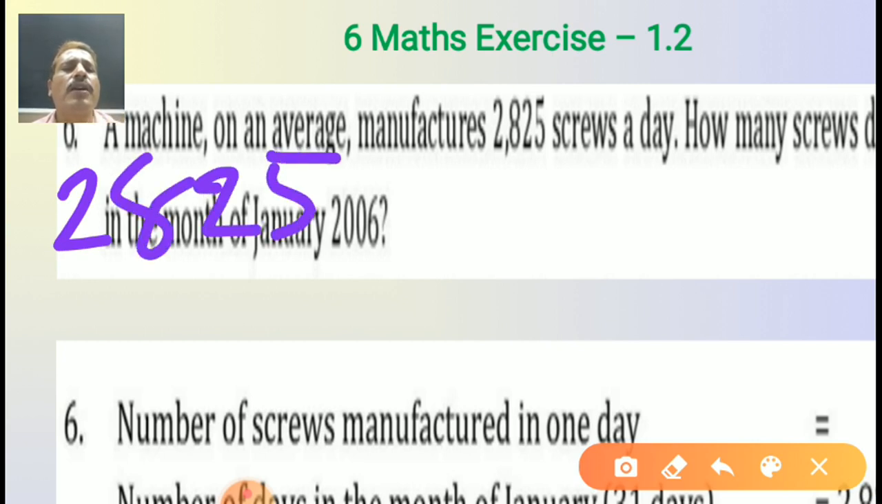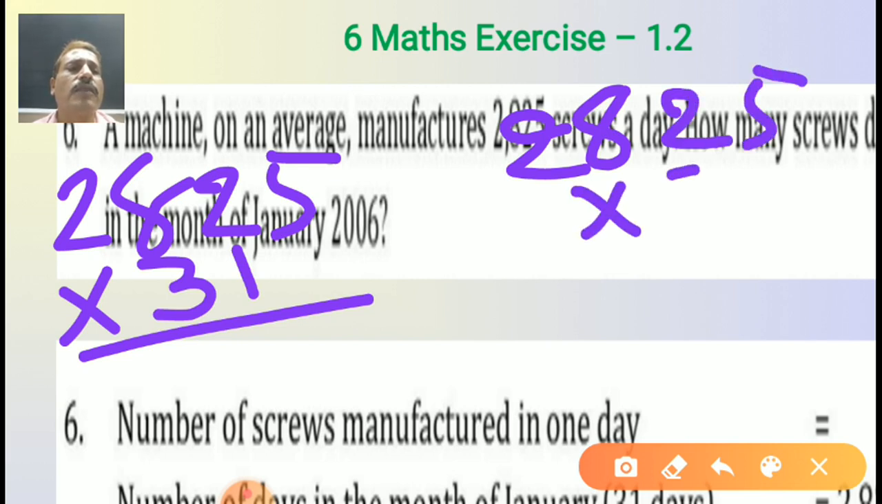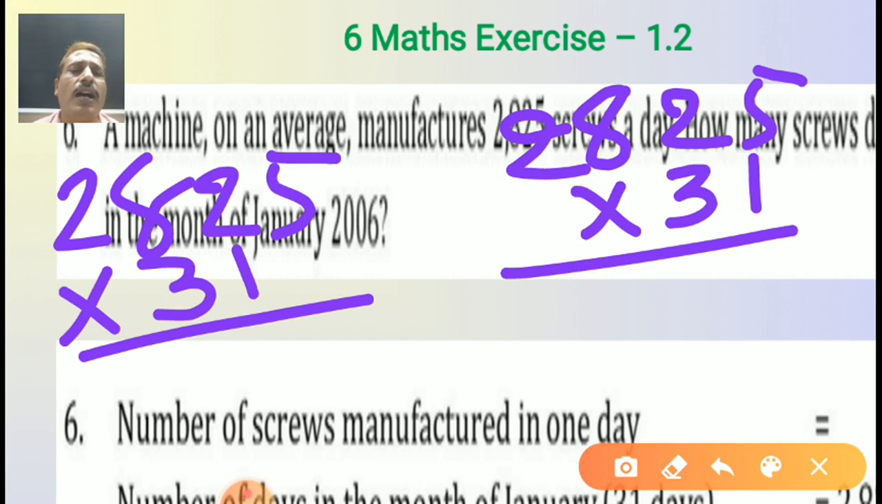2,825 is the number. Multiply by 31. And here again I am writing 2,825 multiply by 31. Why am I writing both ways here? To show you multiplication with a multiplier. Multiplicand means first number, second number is a multiplier. Multiplier can multiply in 2 ways because here 2 numbers are there: from the left side and from the right side, or 1 place and 10 place.